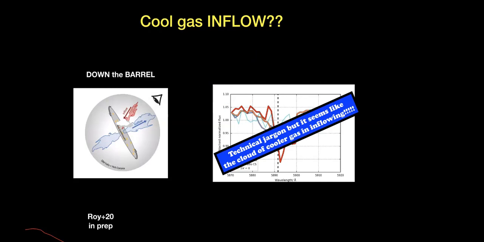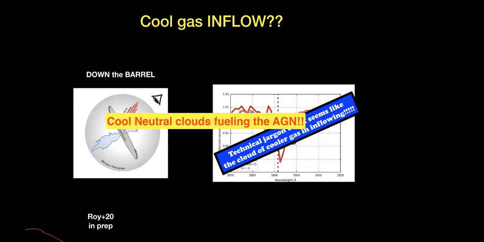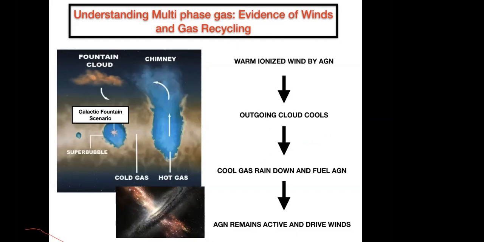I already showed you the map of those cooler clouds, and they all look like they were connecting to the center, and they have a lopsided or one-sided feature. So we can connect the dots, and we can say that maybe these cool neutral clouds are coming inward into the galaxy, and they're fueling the central active galactic nucleus. If this holds true, and this is still work in progress, that will give a very nice picture.